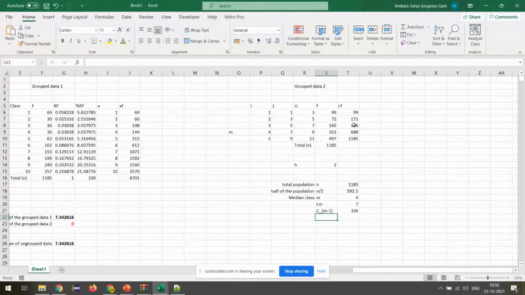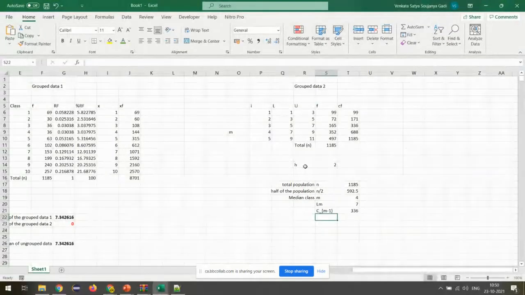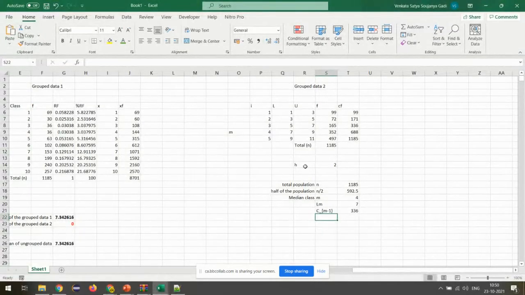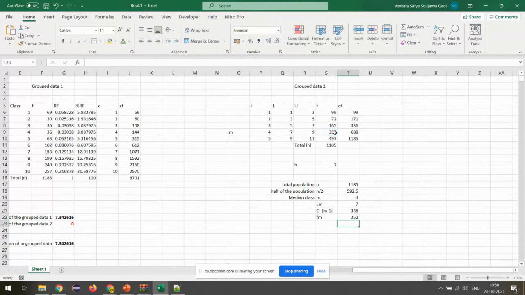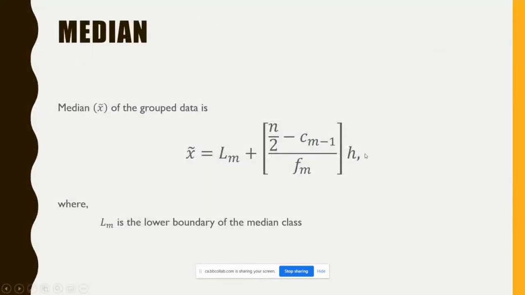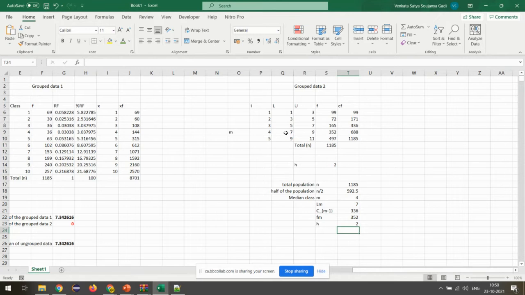And then let us see what else we need. We need Fm, the frequency of the median class. The frequency of the median class is Fm, which is the F of the mth row, this one. And then we need H. We already know H is constant, so we can take any class and subtract the lower boundary from the upper boundary, and we get the H.